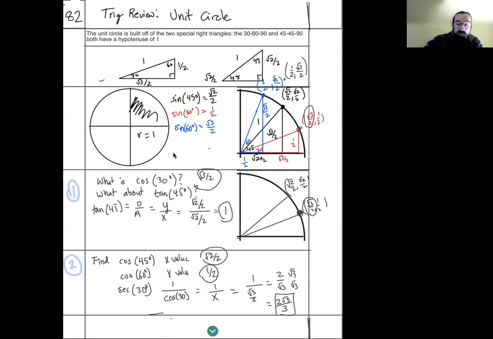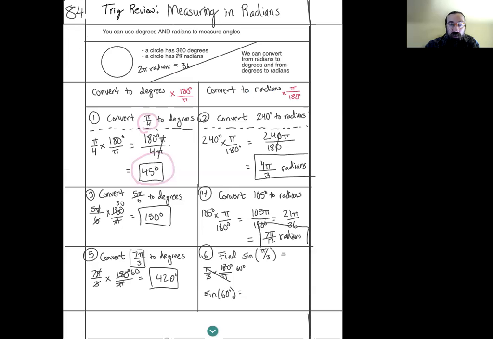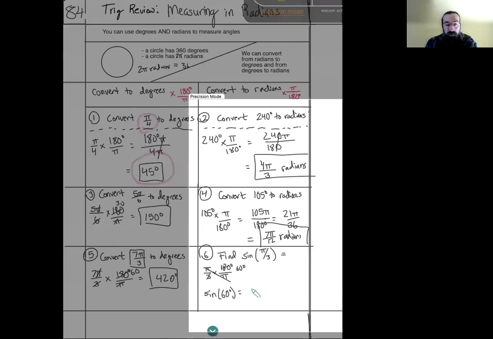And when we go back to yesterday or 2 days ago's lesson, we remind ourselves that means to look at 60 degrees and to look at the y value. So that's all we've got to do is go to the 60 degrees, look at the y value, and write down that it's square root of 3 over 2. So sine of pi over 3 is just the square root of 3 over 2.